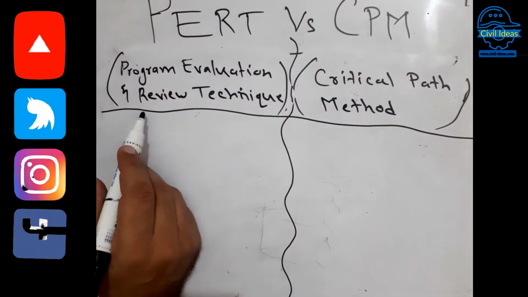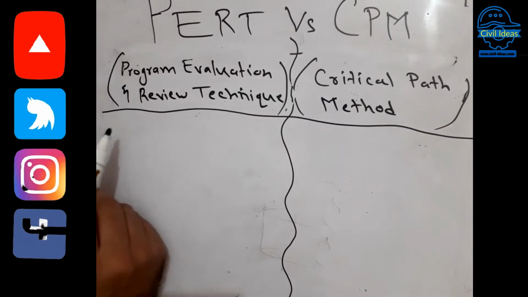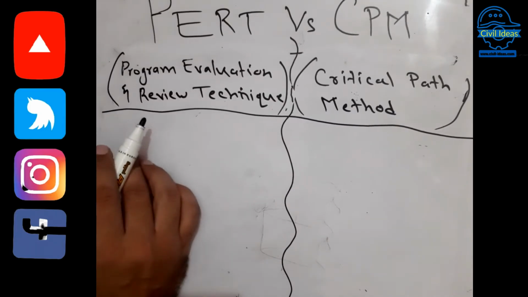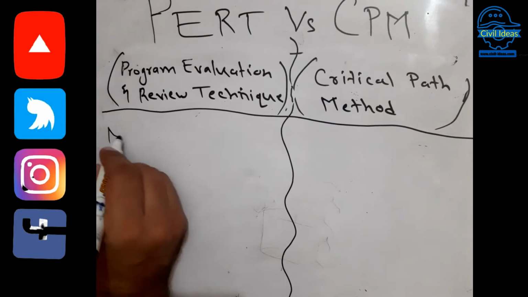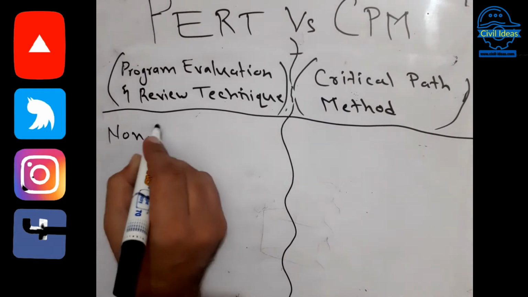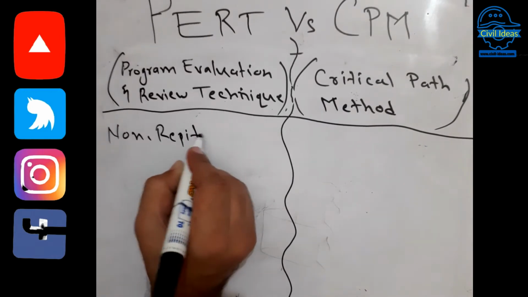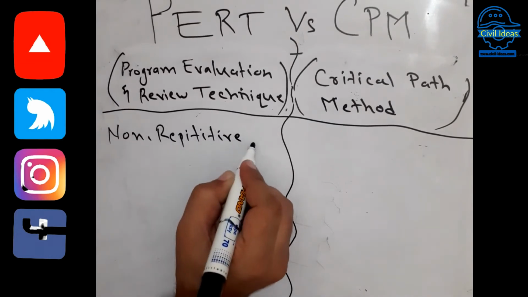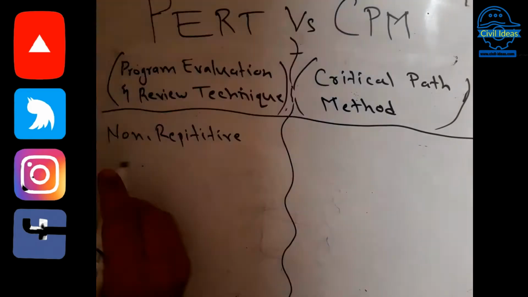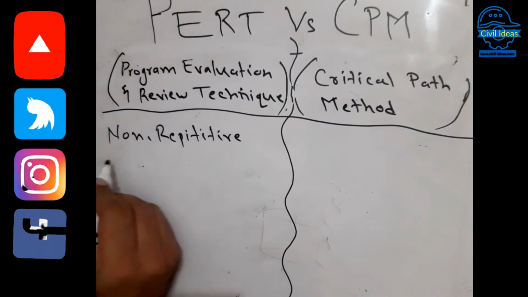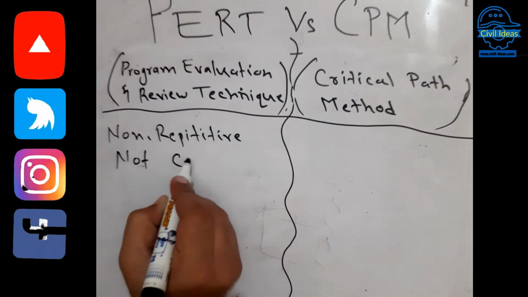So first, PERT is normally used for projects which are non-repetitive. Non-repetitive projects are those projects which are not normally repeated and are not certain. Second, you can say not certain.